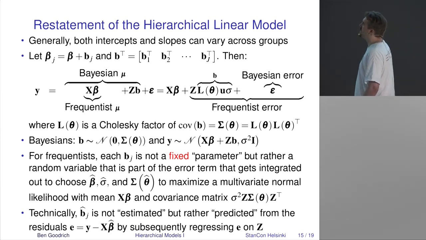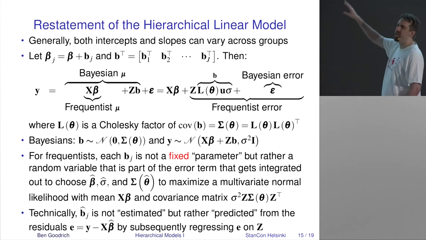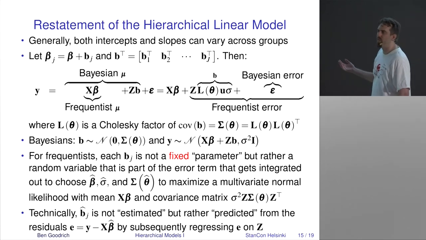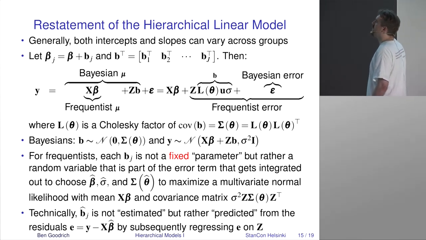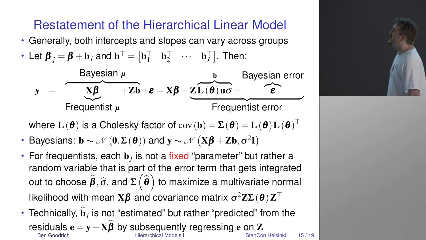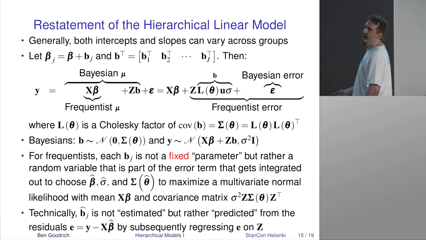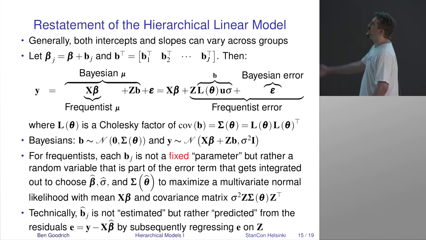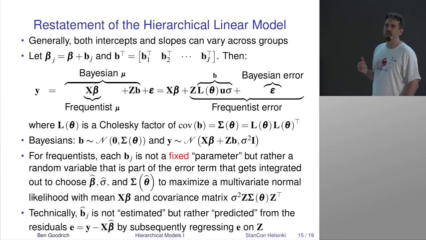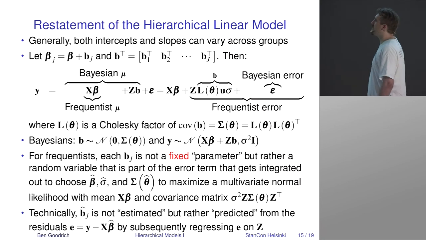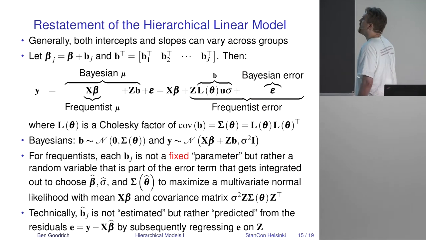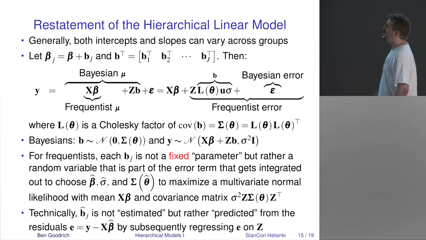But for the frequentists, they say, well, these bs are not really parameters. They're part of the error term. They analytically integrate those out of the likelihood function when everything is normal. Then they get a new function, which they call the real likelihood function, and they choose the common parameters, the betas, the sigmas, etc., to maximize that multivariate normal likelihood, whose mean is just x times beta, because they've already integrated the bs out, and it has a different covariance matrix, which is dense.